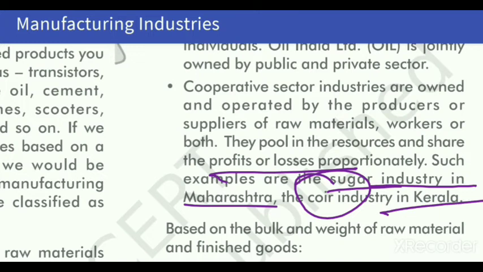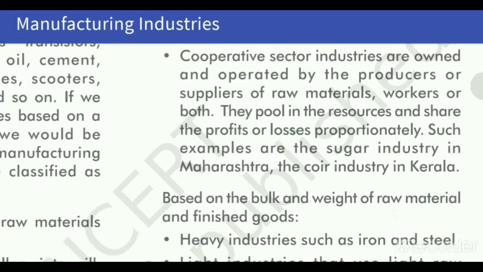What is the coir industry? Actually, the fiber that is obtained from the outer husk of coconut is used for making ropes, mats, etc. So this kind of industry is very much flourishing in Kerala or in South India. So in this way we find that cooperative sector industries are those industries in which a group of people work collectively and profit and loss is shared according to their contribution. So now let us see the next one.